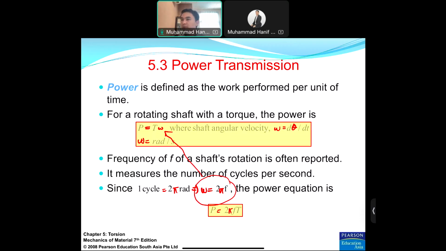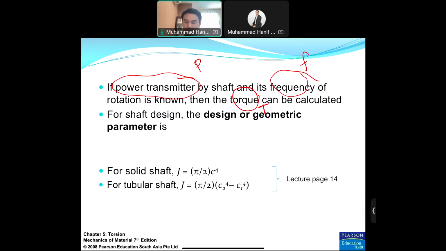Next, if the power transmitted by the shaft and its frequency f of rotation are known, the torque can be calculated. Torque is T. Since the formula is P equal to 2 pi f T, with f known and P known, you can get T. As simple as that.